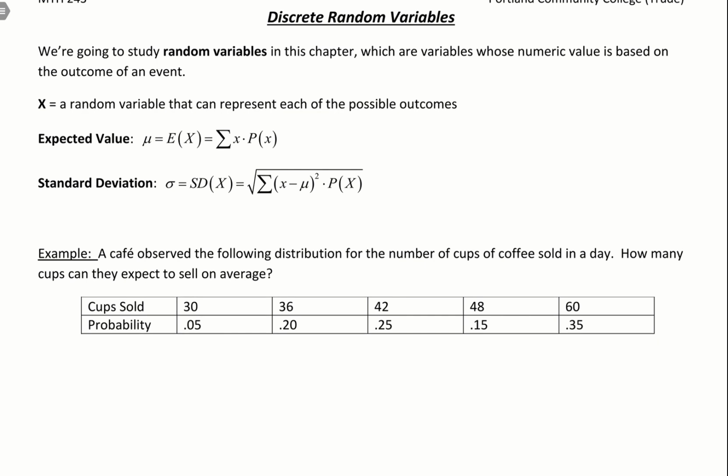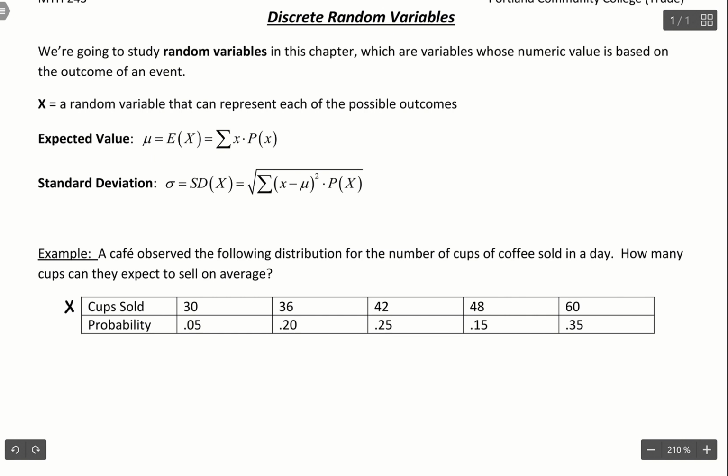So if we look at this example below, we have a cafe that observed this distribution. Each day they recorded how many cups of coffee they sold. And the idea is that, and this isn't very realistic, there's only these outcomes. They either sold 30, 36, 42, 48, or 60 cups of coffee in a day, but no other instances happened. So our probability distribution has to show all of the possibilities. But it's these numbers, 30 through 60 here, that represent our random variable. It's the possible outcomes for our distribution.